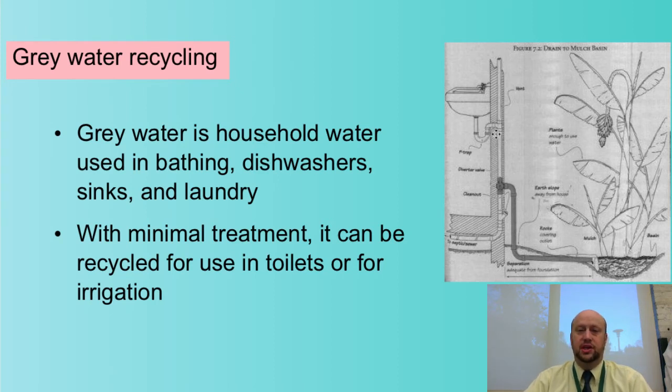This is an example of a sink to mulch basin here on the side, and so you see that the sink drains out here, and then it comes out here, and some of it, yes, can go back to the septic tank or the sewer, but there's a valve here, and a lot of it can go into a mulch basin or just into a planter to water it, because that water isn't necessarily particularly dirty.